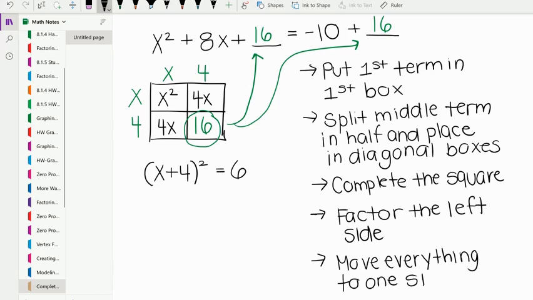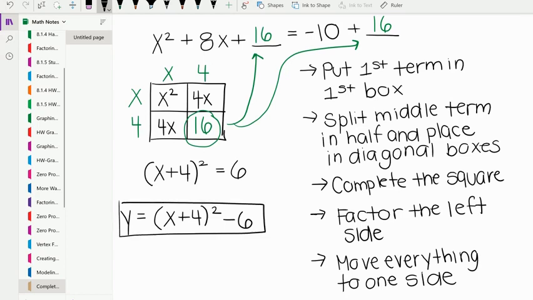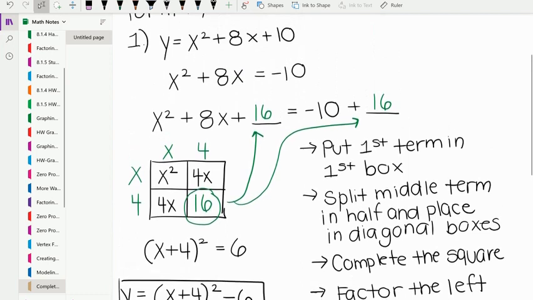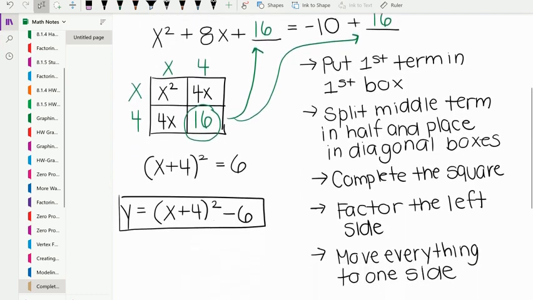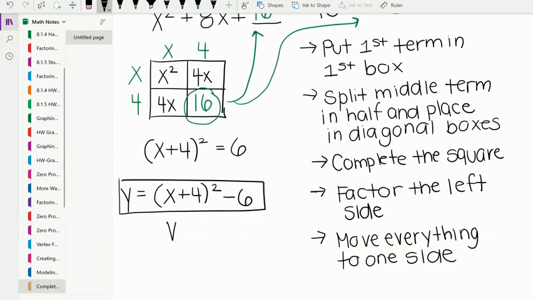Okay, so what we're going to do is we're going to take that 6 and move it over. So now we have x plus 4 squared minus 6. And I'm going to go ahead and say that this is y equals. And now we have our equation that we took from standard form, x squared plus 8x plus 10, and we put it in vertex form. So now we can find our vertex easily, which is -4, -6.